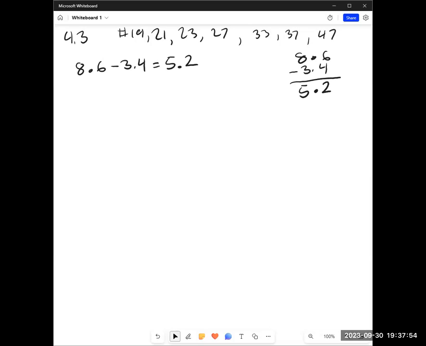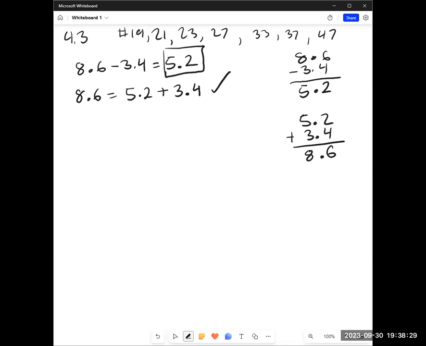To go ahead and check it, we want to see if 8 and 6/10 is equal to 5 and 2/10 plus 3 and 4/10. We're just going to add that part that was subtracted to the other side to check. And we certainly do get 8 and 6/10, so that checks, but this is our answer right here. Okay, that was like number 19.